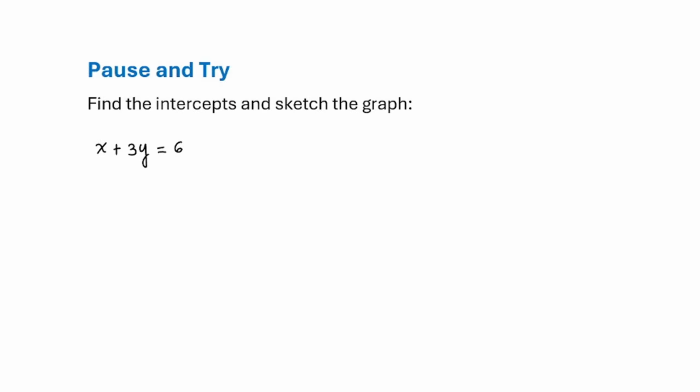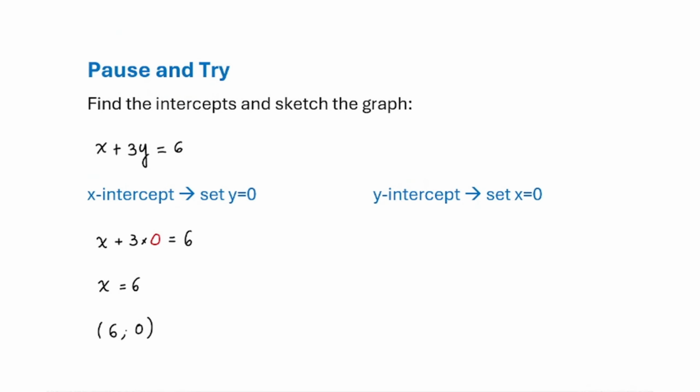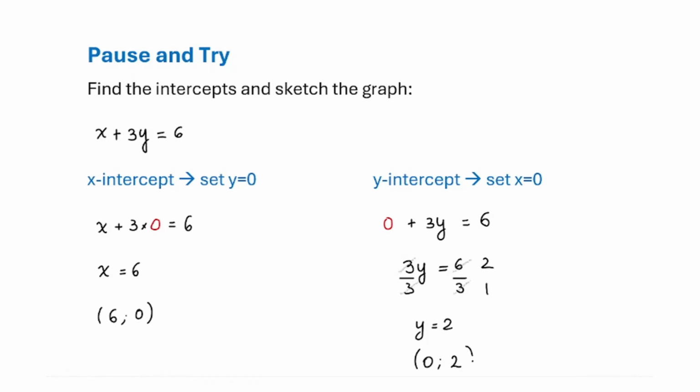Let's do it together. We start with the x-intercept. We set y equal to 0. We get x plus 3 times 0 is equal to 6. 3 times 0 is 0, so we are left with x is equal to 6. That gives us our first point, (6, 0). For the y-intercept, set x equal to 0. We get 0 plus 3y is equal to 6. To isolate y, divide both sides by 3. 6 divided by 3 is 2, giving us y equals 2. The second point is (0, 2).